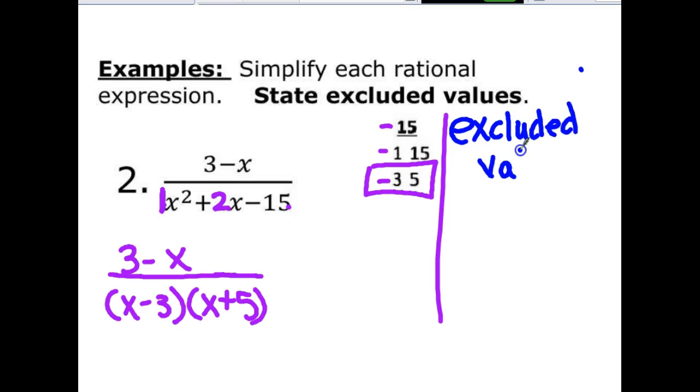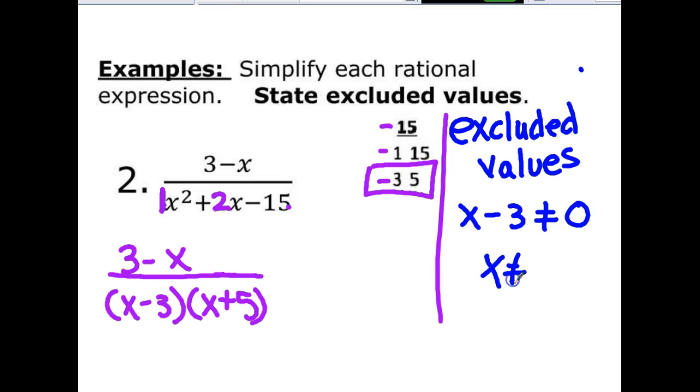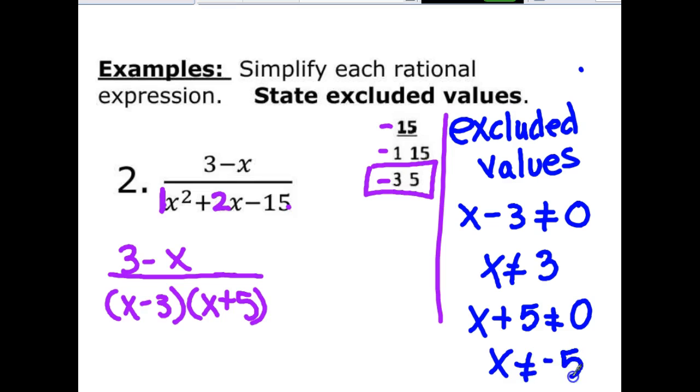We have excluded values because the denominator cannot equal 0. And if I add 3 to both sides, the denominator cannot equal 3. Also, this other factor, x plus 5, cannot equal 0. Solve that. So here are my excluded values. That's what x cannot be equal to.